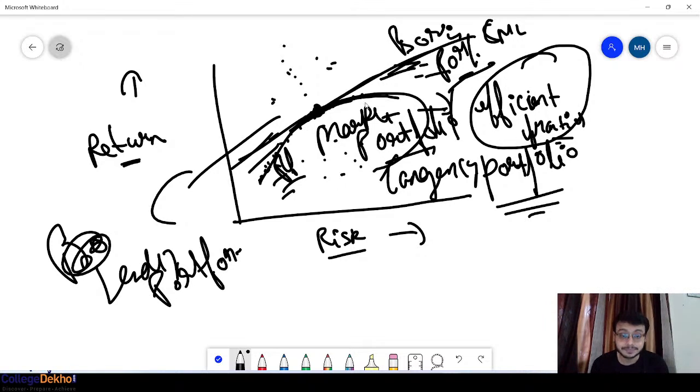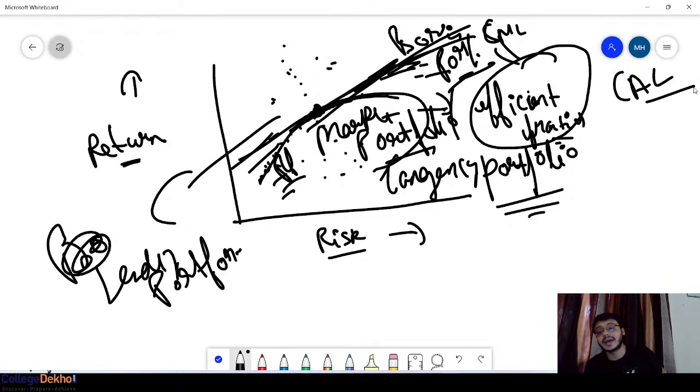And at the tangency level, you have something called the capital allocation line, also CAL. So it is same as the CML. CML is a wider version of CAL. So at the tangency point, now even your CAL becomes your CML. The capital allocation line is same as CML, so ज़्यादा confuse मत हो. Okay, so that is the thing.